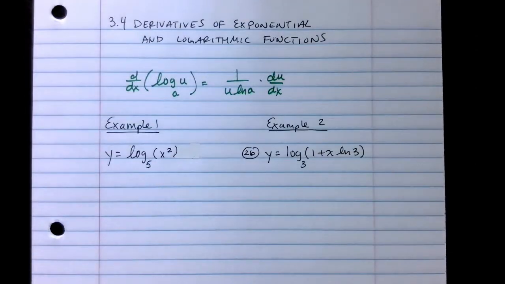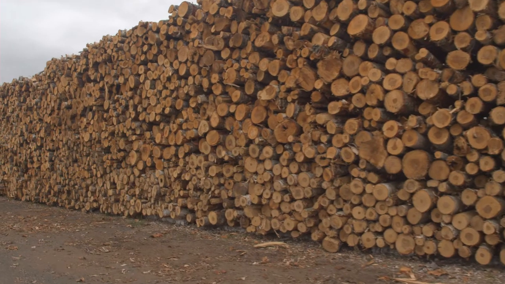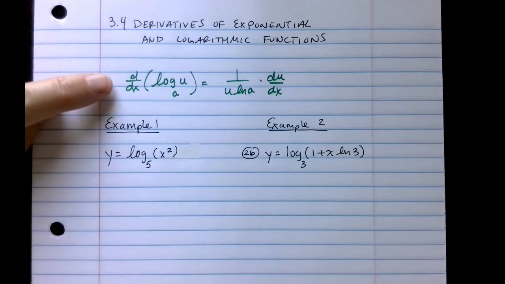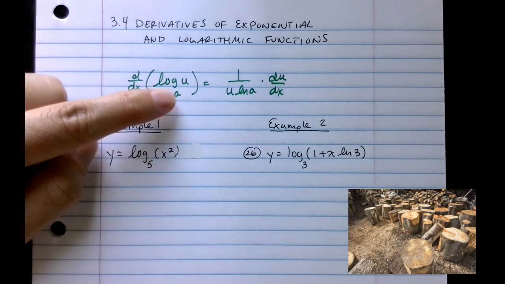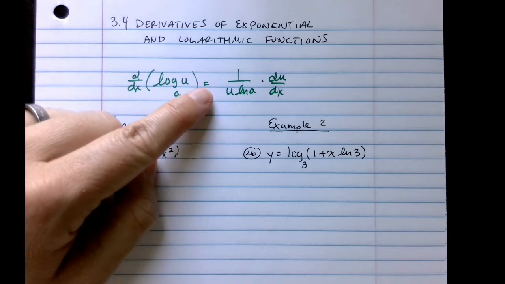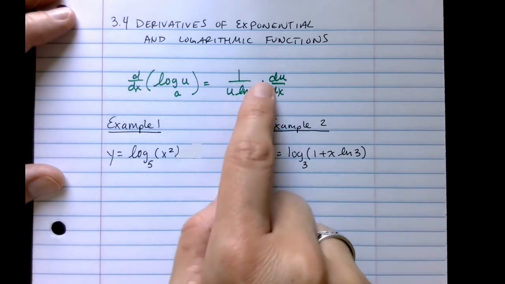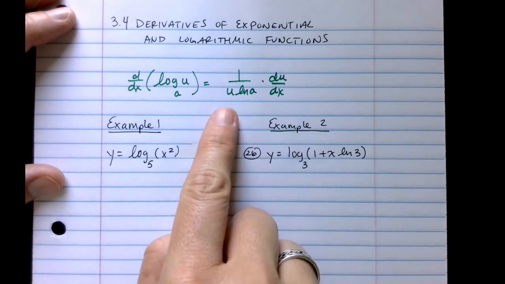Now that we've looked at exponential functions, let's look at the inverses. So let's look at log functions. The first rule we're going to focus on is this one. This says the derivative of log base a of u equals 1 over u times log of a times du dx. So let's quickly break this down.